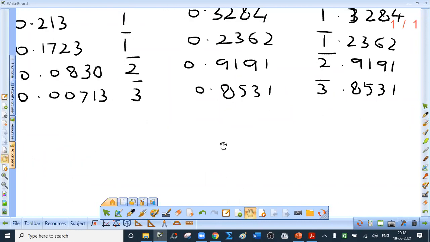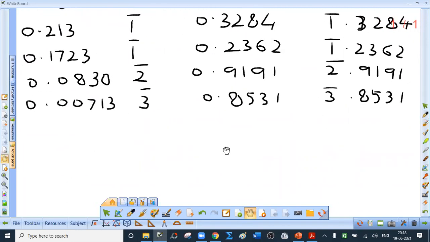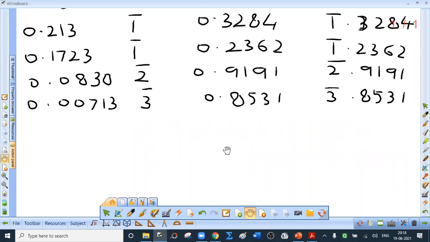Now last one. See, yesterday we discussed numbers greater than 1, right? So today I will not discuss those numbers. Tell me 0.0000342. Tell me.